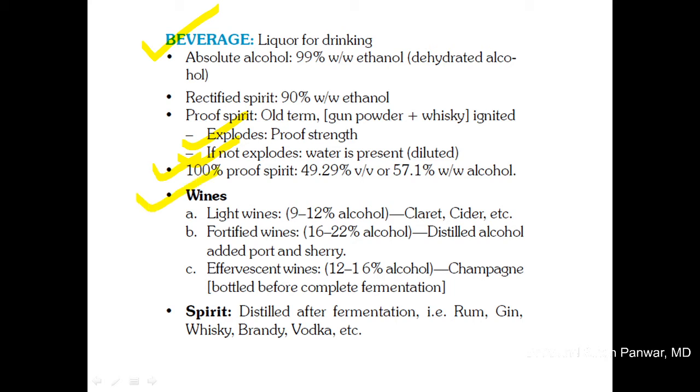The second one is wines. They are again subclassified into three categories. A, light wines. These contain approximately 9 to 12% alcohol. It includes claret, cider, etc. Then fortified wines. They contain approximately 16% to 22% alcohol. These have distilled alcohol added, like port and sherry. Then effervescent wines. They contain 12 to 16% alcohol, for example, champagne. These are bottled before complete fermentation.